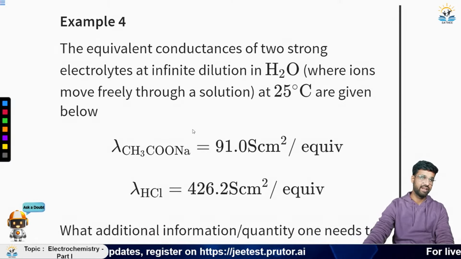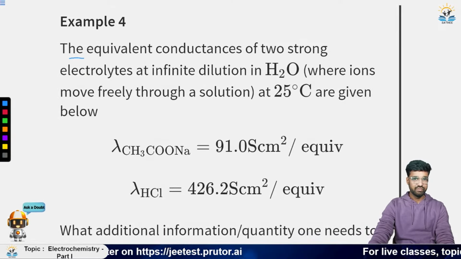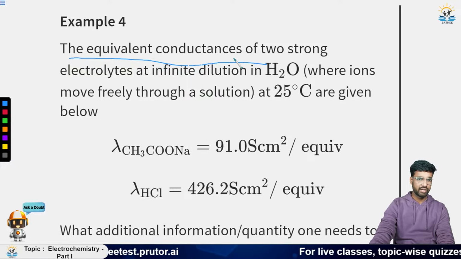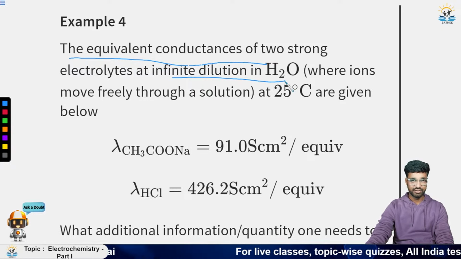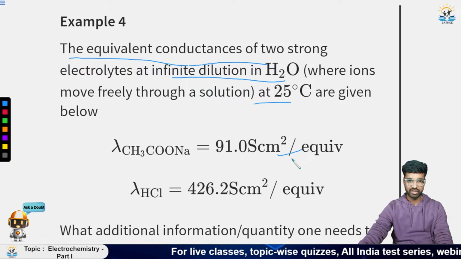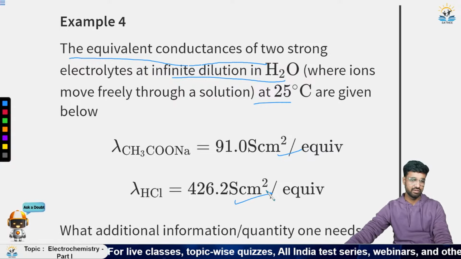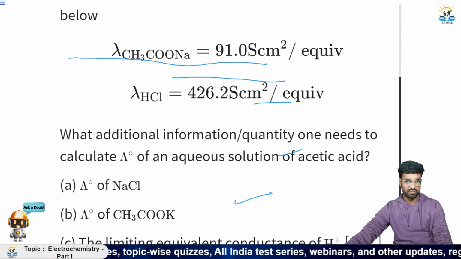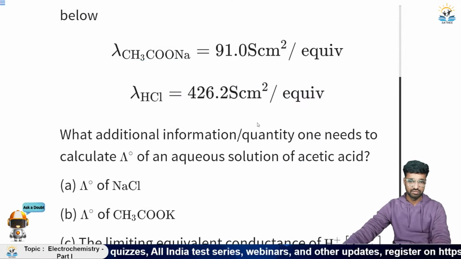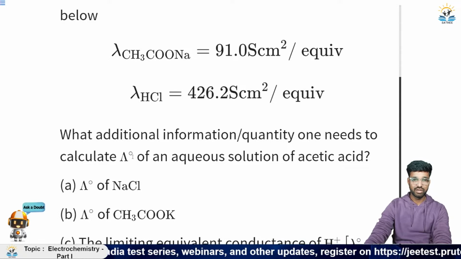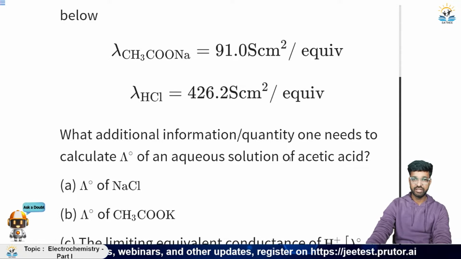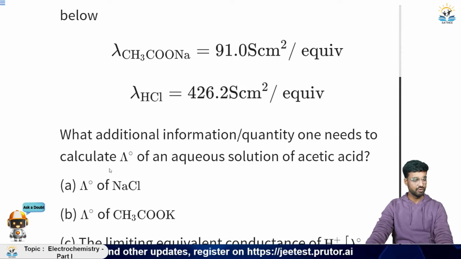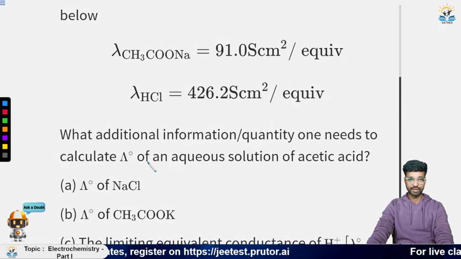The next question is: the equivalent conductance of two strong electrolytes at infinite dilution in H2O at 25 degrees Celsius is given as this and this. What additional information is needed to calculate lambda naught m of an aqueous solution of acetic acid? This question is mainly from Kohlrausch's law.